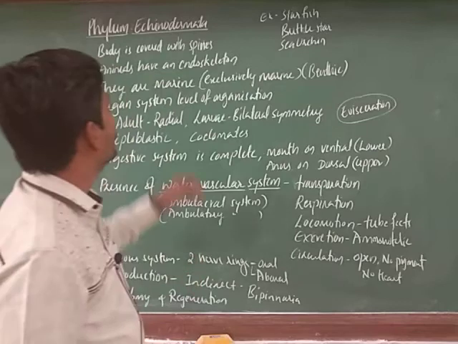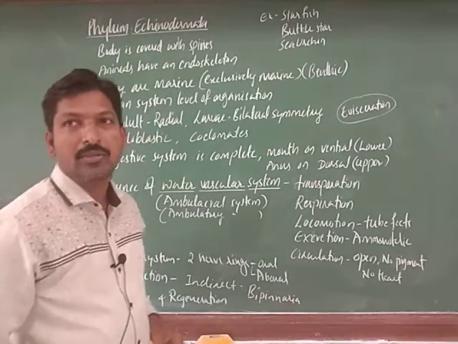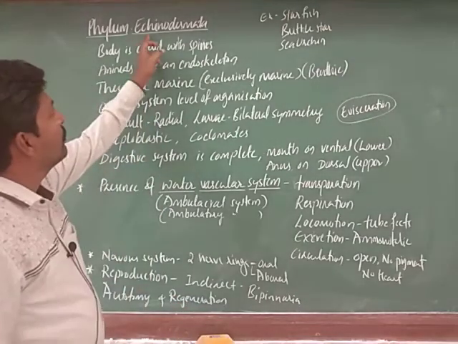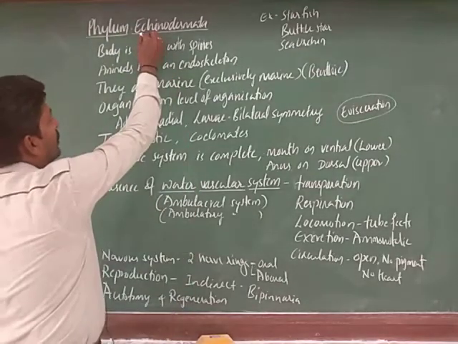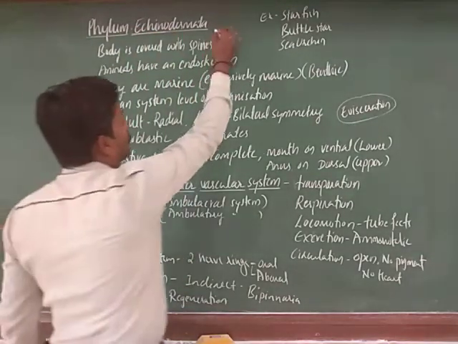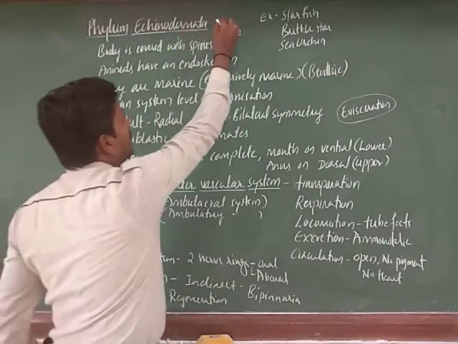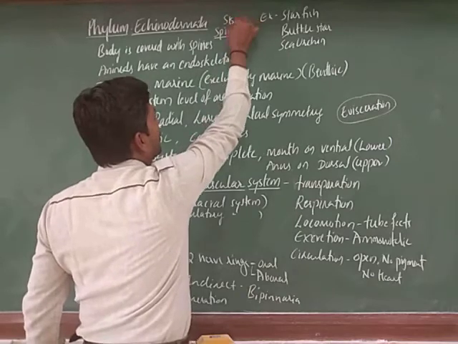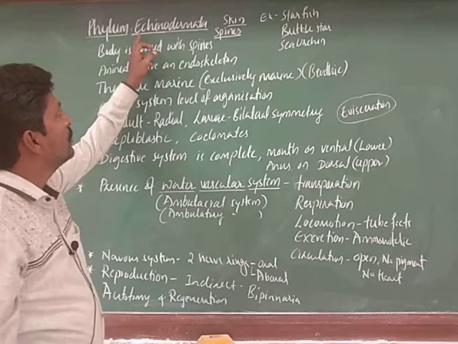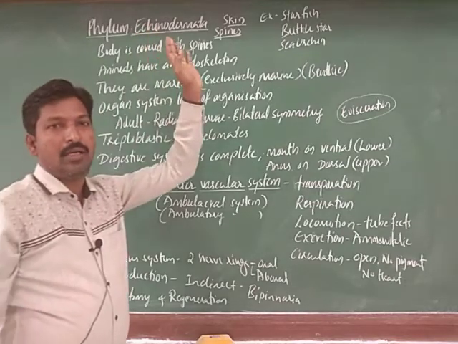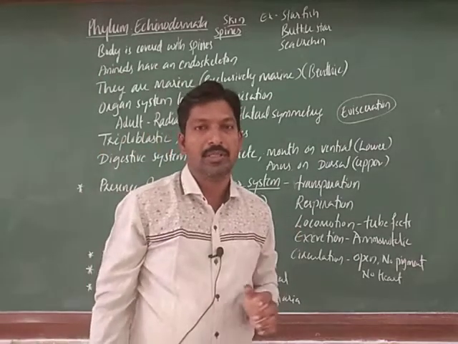So now let us start with the next phylum, that is phylum Echinodermata. The name of this phylum comes from two words: echinos, which means spines, and derma, which means skin. From these two words we get the word Echinodermata. The members that belong to this phylum are called echinoderms.